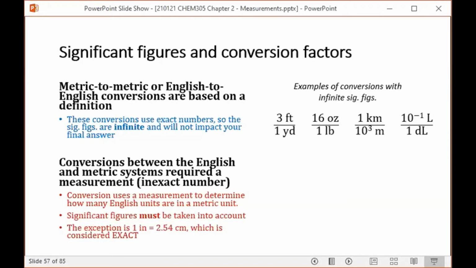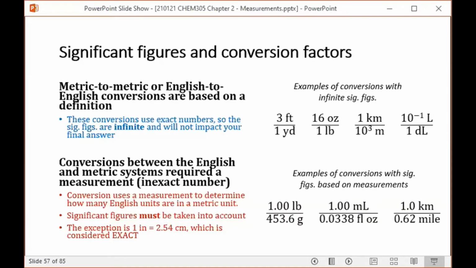There's one exception. In chemistry, we love to tell you the rules and then we tell you all the exceptions to this. Conversion between English and metric systems always involves inexact numbers, and therefore you have to keep track of sig figs. The exception is that the conversion between inches and centimeters is considered exact. But all the other English to metric system conversions, you'll need to keep track of sig figs.